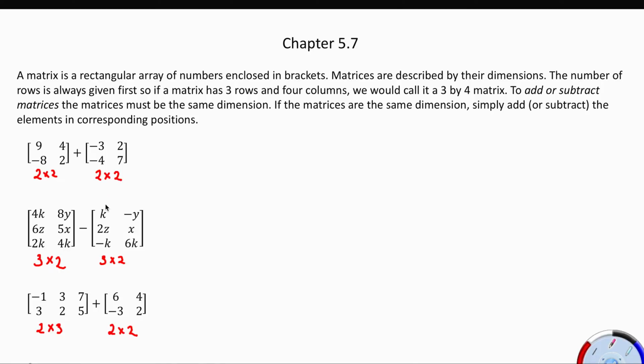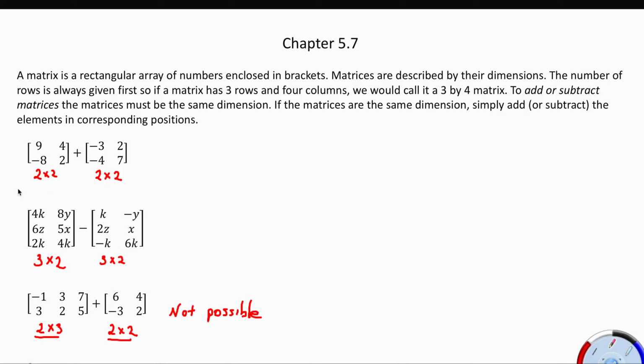To add or subtract matrices, the matrices must be the same dimension. So because both of these are 2 by 2, I could add these. Both of these are 3 by 2, I could subtract this matrix from this matrix. But because these have different dimensions, I could not combine these matrices either using addition or subtraction. So we'll just say not possible. If you want to use the symbol for the empty set, I guess technically that's fine. But it's not possible to add these matrices.